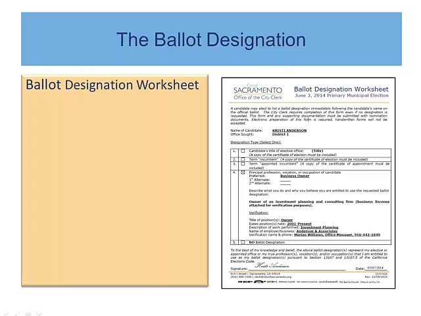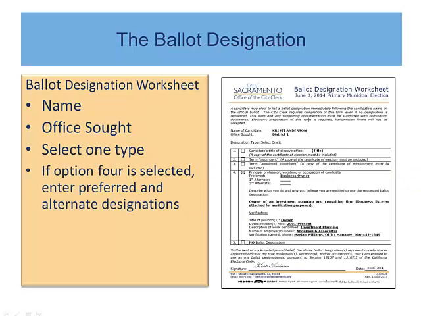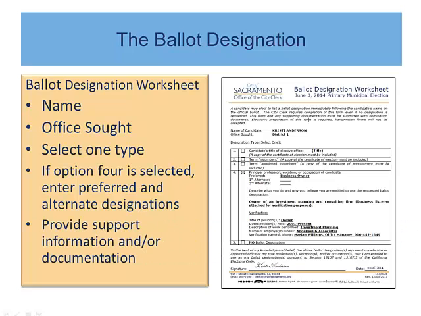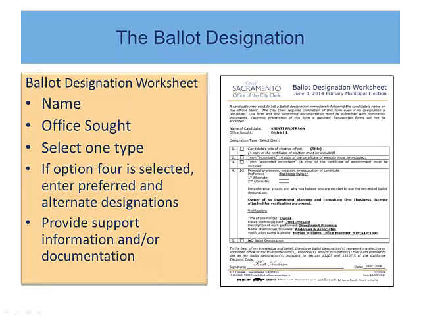On the worksheet, the candidate will fill in the candidate's name, the office sought, and select one of the 4 designation types. If option 4 is selected, provide a preferred and alternate designation. And finally, fill in the form to provide support information and attach documentation if appropriate. This information will be used to confirm the validity of the ballot designation. Employers may be contacted to verify data provided.